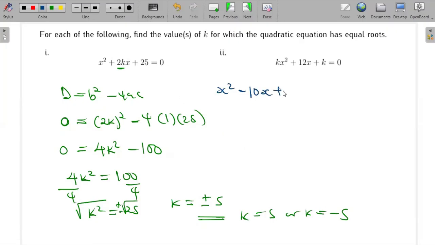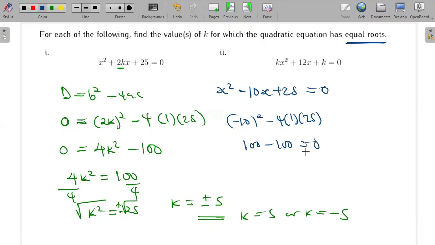So 10x plus 25 is equal to 0. Now calculate the discriminant here. The discriminant is negative 10 squared minus 4, then your a is 1, and then you have 25 there. So this gives you 100 minus 100, which is 0, which confirms, because they said it has equal roots.